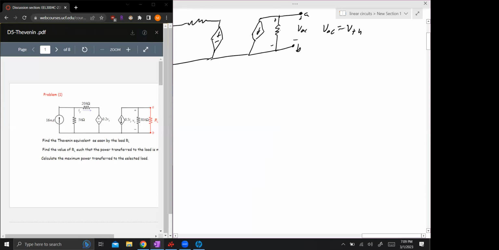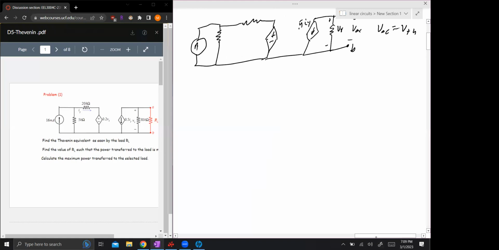There's a few things you want to note here. This is going to be voltage Vx. This is going to be 0.5 IY. And then we are also going to have 16 milliamps. And then we have 5 kilo ohms, 20 kilo ohms. And then we have our current here, IY. And this is 0.2 Vx.